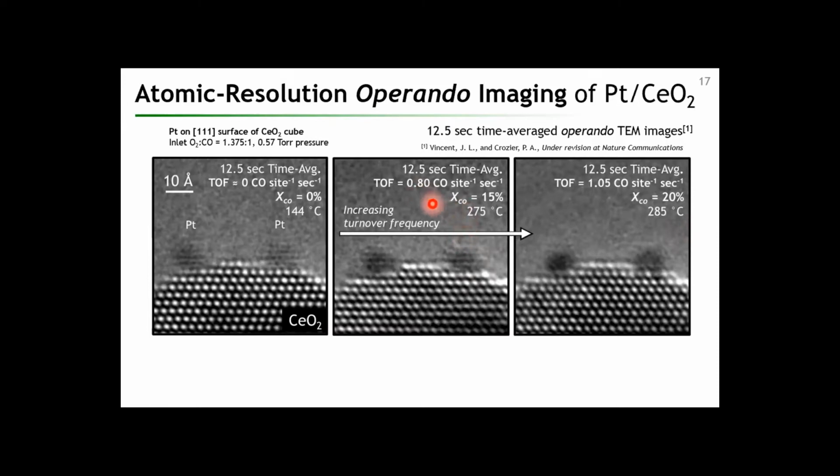And these are the conversions and the turnover frequencies. You can see there's this change in the structure of the catalyst. So the sites are becoming a little more blurred on the surface, and the nanoparticle is becoming a little less visible.